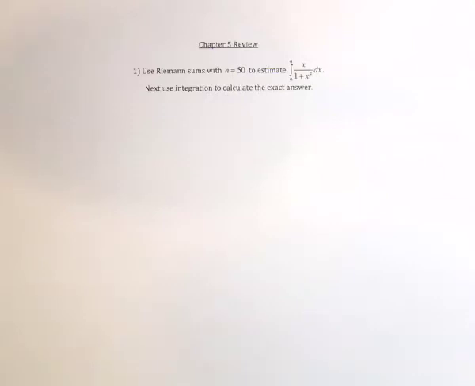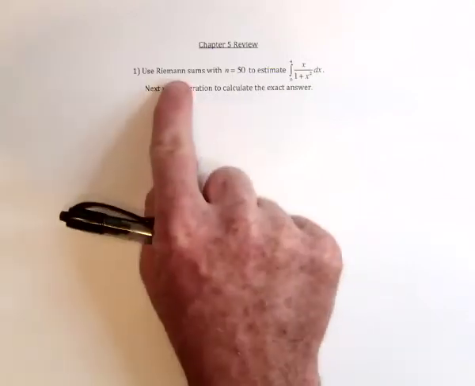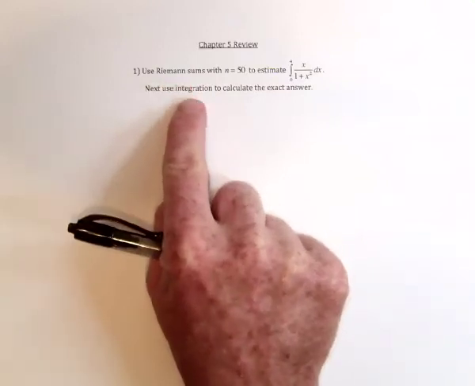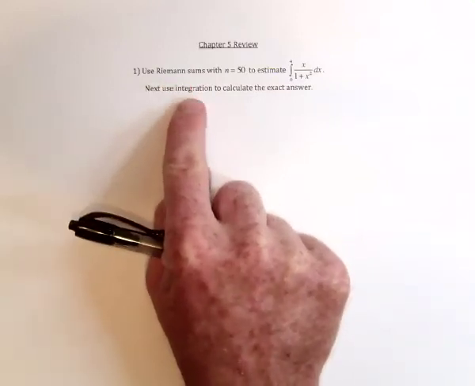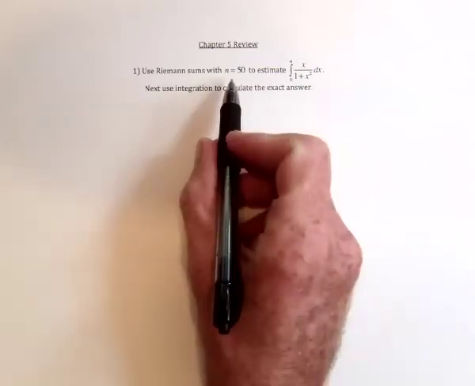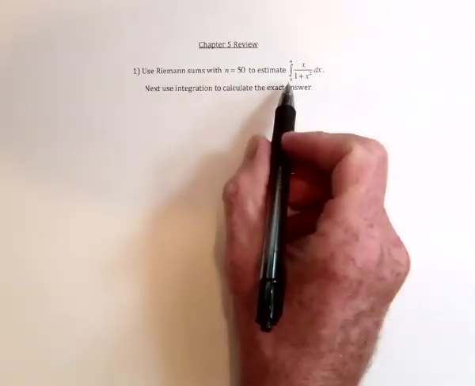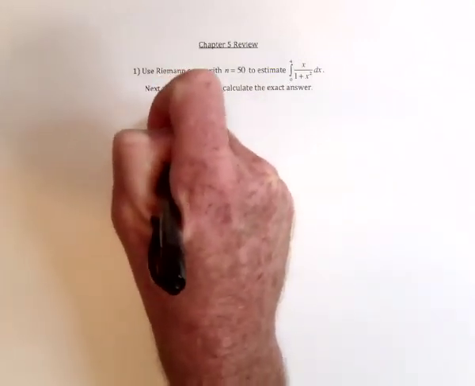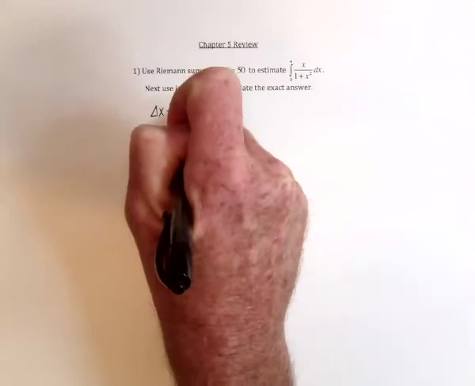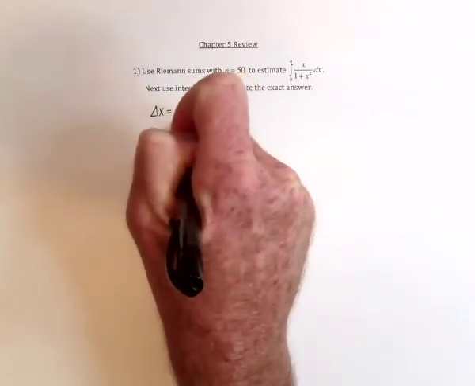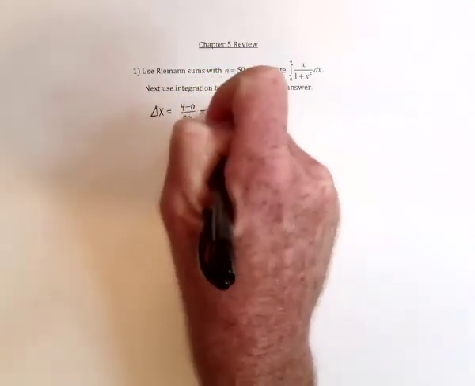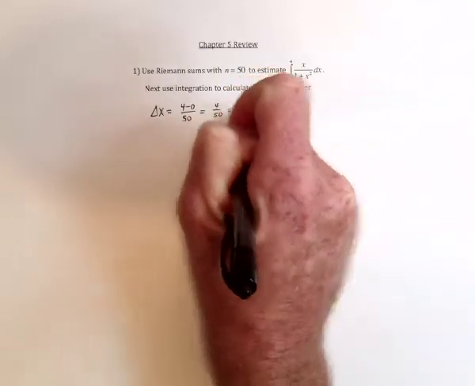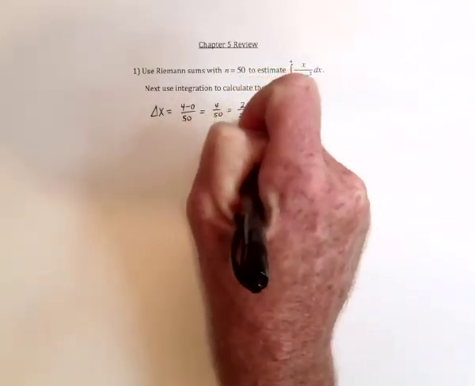So with this one problem, it begins with Riemann sums, which we did at the beginning, and then integration, which we did at the end of the chapter. So divide the interval from 0 to 4 into 50 pieces. So the size of each one, delta x, is going to be 4 minus 0 over 50. So 4 50ths, or 2 25ths.